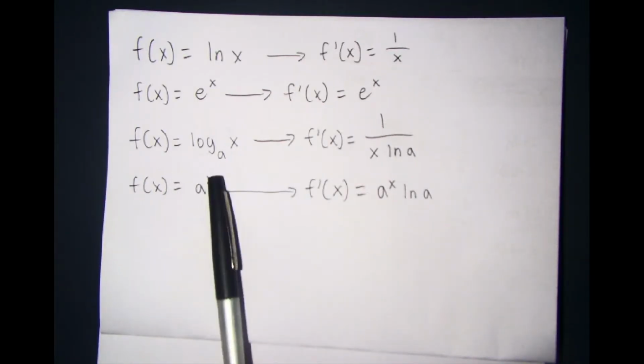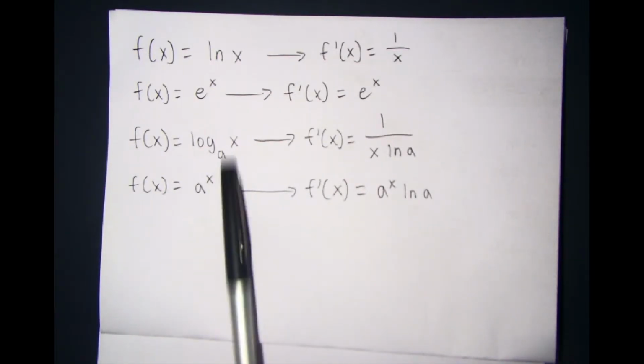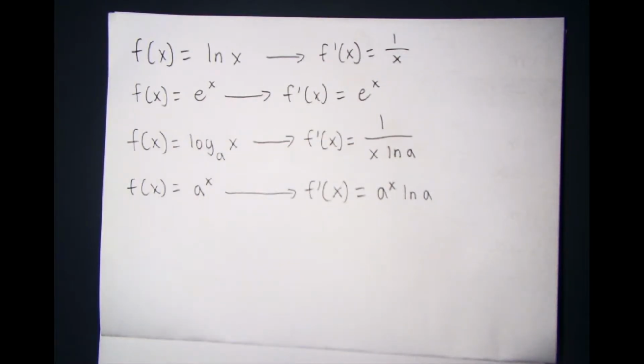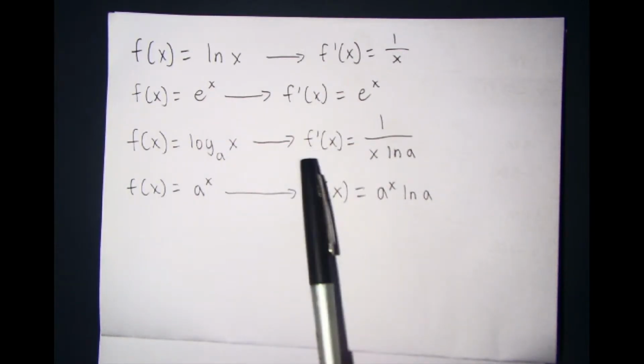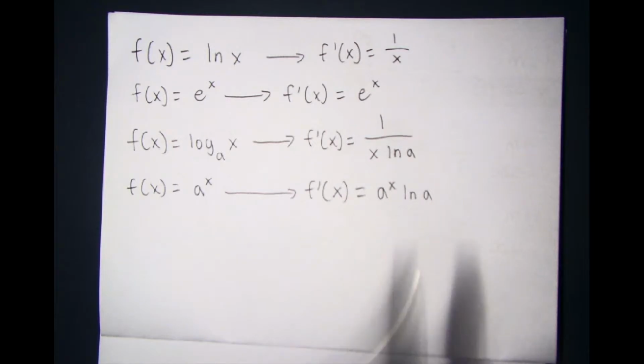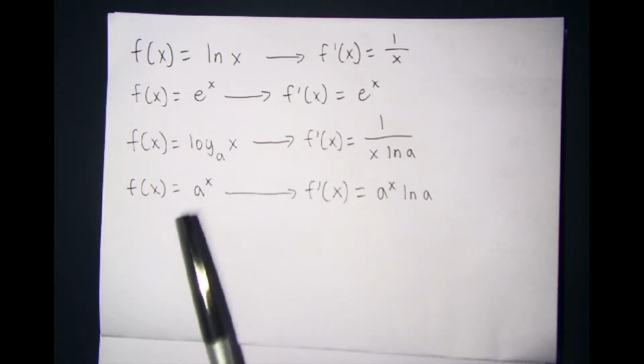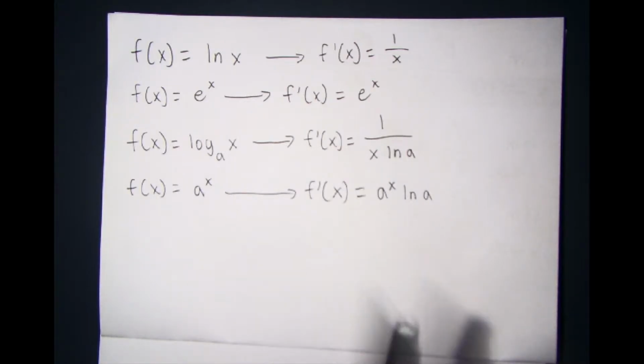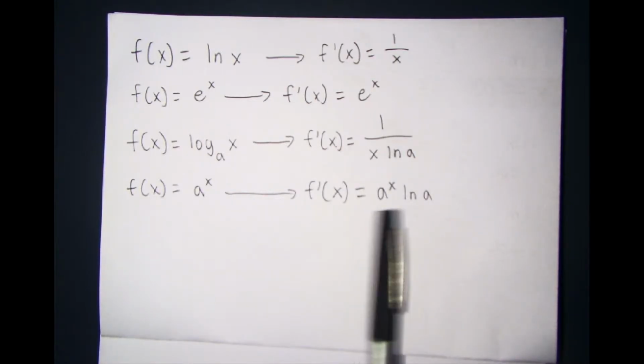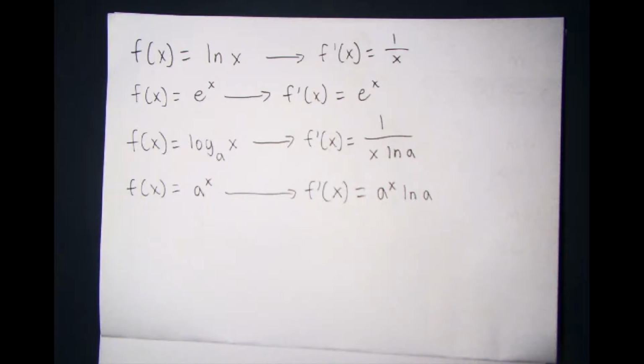If f of x is equal to log base a of x, a being any constant such as 2 or 5, then the derivative is going to be 1 over x times ln a. And if f of x is equal to a to the x, a being any constant, then the derivative is going to be a to the x times ln a.